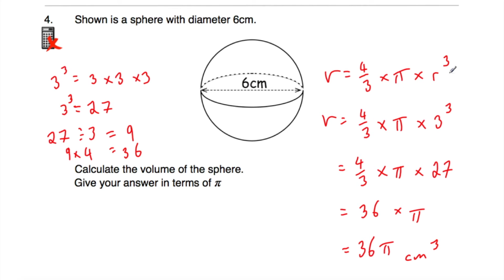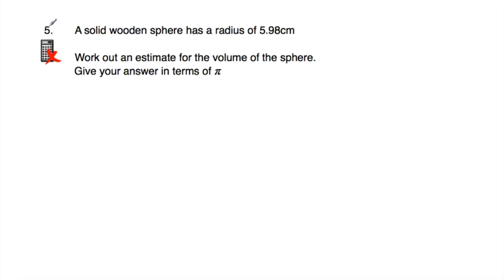Okay, so in this question, what we did was we wrote down that the volume of the sphere was 4/3 pi r cubed. We replaced the radius with 3 because the radius of the sphere is 3. We cubed 3, which is 27, because 3 times 3 times 3 is 27. We then worked out 4/3 of that by dividing by the bottom and times by the top, and then we just put it beside the pi. So the answer is 36 pi centimeters cubed, and that's it. Okay, let's have a look at our next question, question number 5.